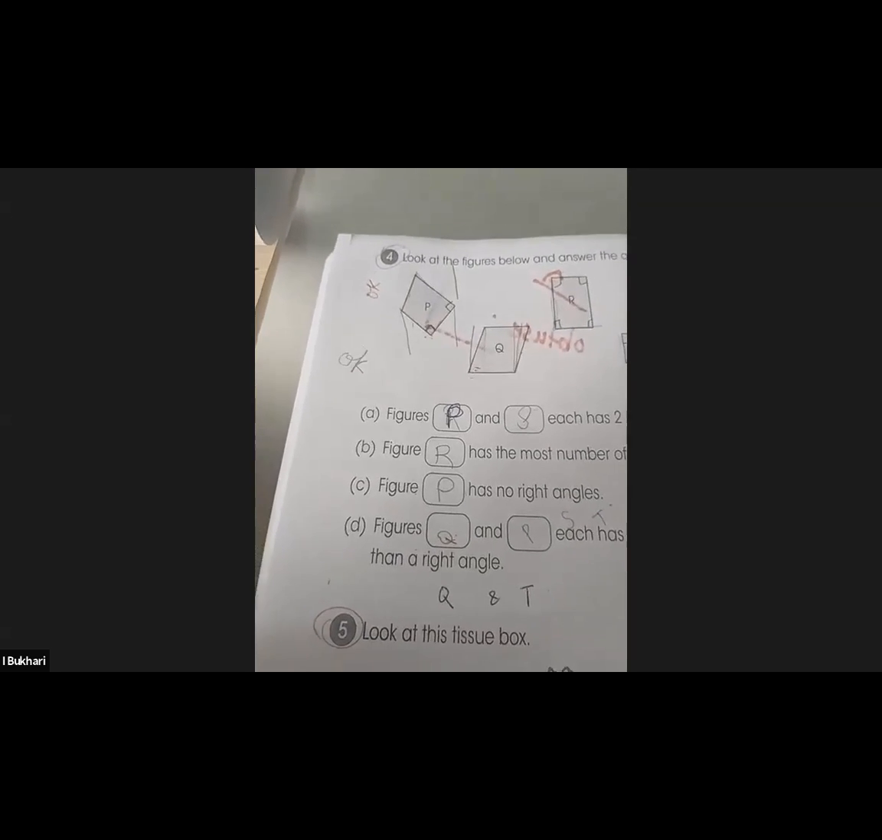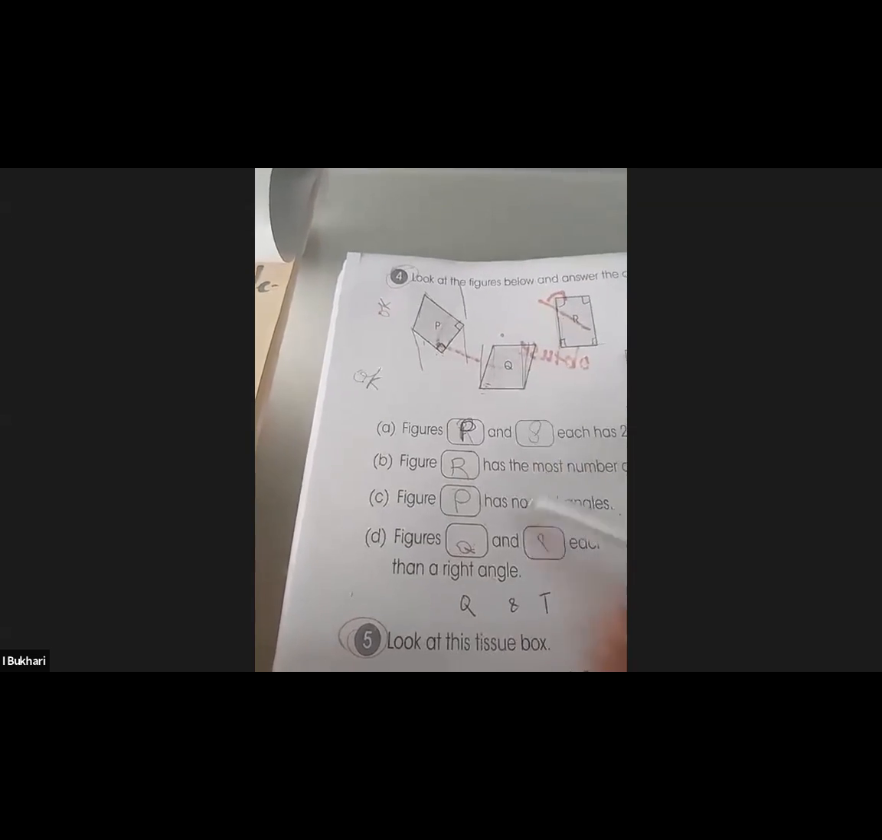Q and T? Q and T. Yes. Q and P. No, T. Q and T you said. Okay, let me check. I haven't read the question. Okay, figures dash and dash each has 2 angles that are smaller than a right angle. 2 angles which are smaller than right angles. So you said Q. Okay, these 2 are smaller than 90. Good job. Okay, Q is correct.